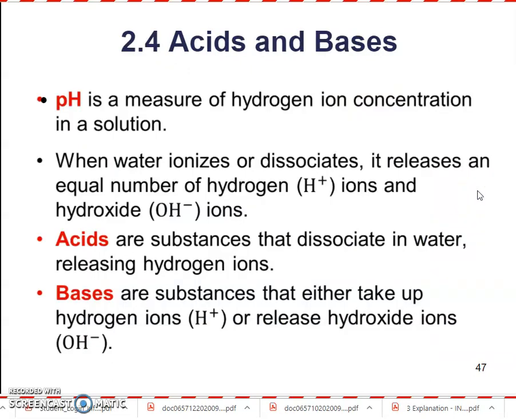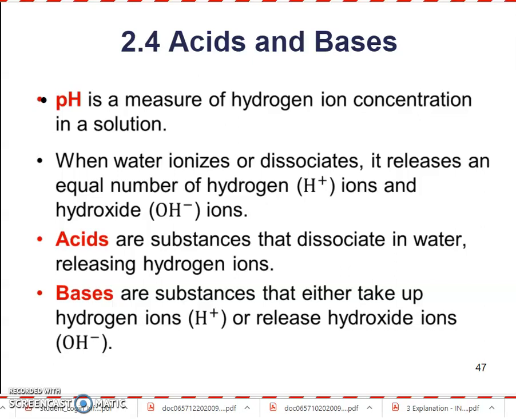All right, section 4, acids and bases. Hopefully you remember from physical science that pH is a measure of hydrogen ion concentration in a solution. When water ionizes or dissociates, it releases an equal number of hydrogen ions and hydroxide ions. So basically that water molecule is breaking into two pieces. One of the pieces has just a hydrogen ion, and the other one has an oxygen bonded to a hydrogen.